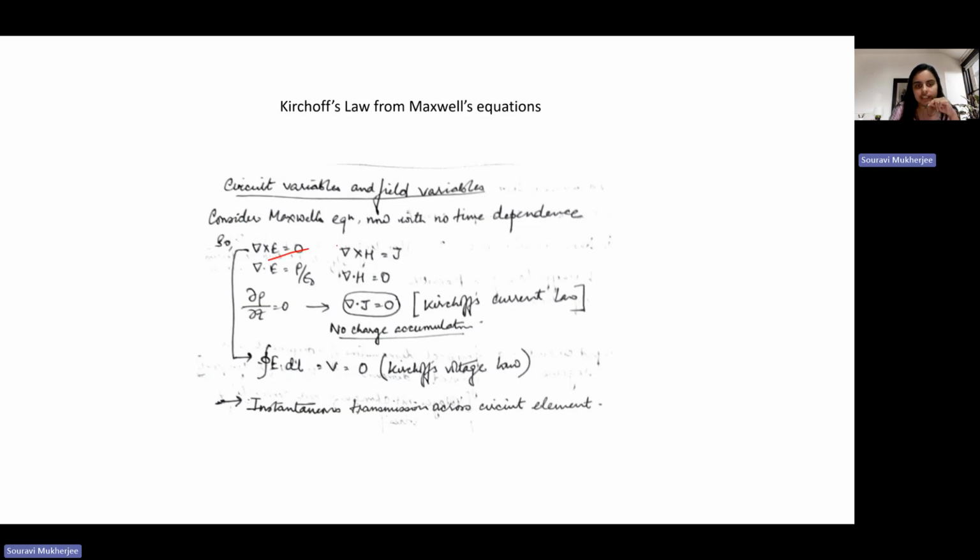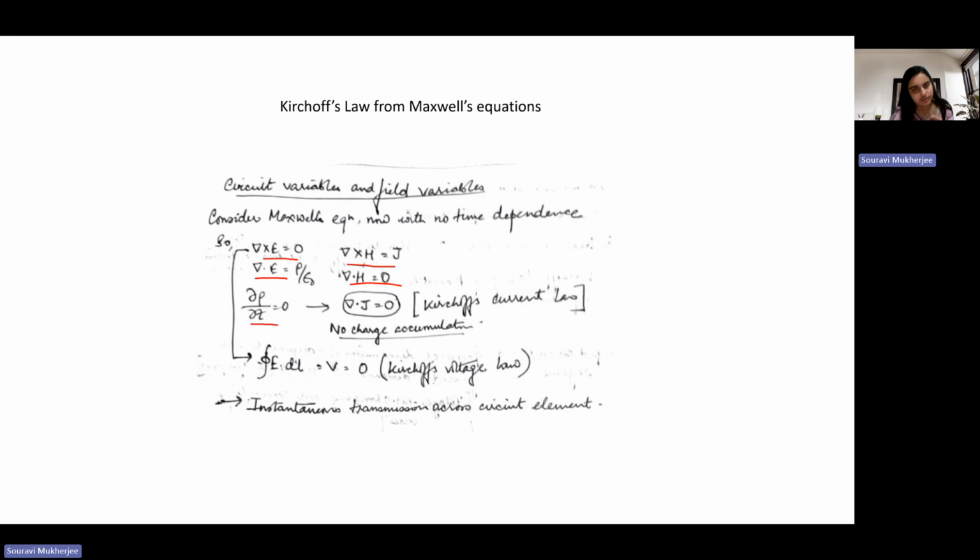So if you just do that, you would just get these four equations, right? Curl of E is actually equal to minus del B del T, but now because del B del T is zero, it goes to zero. And divergence of E equal to rho by epsilon naught. Curl of H is equal to J, and divergence of H equal to zero.